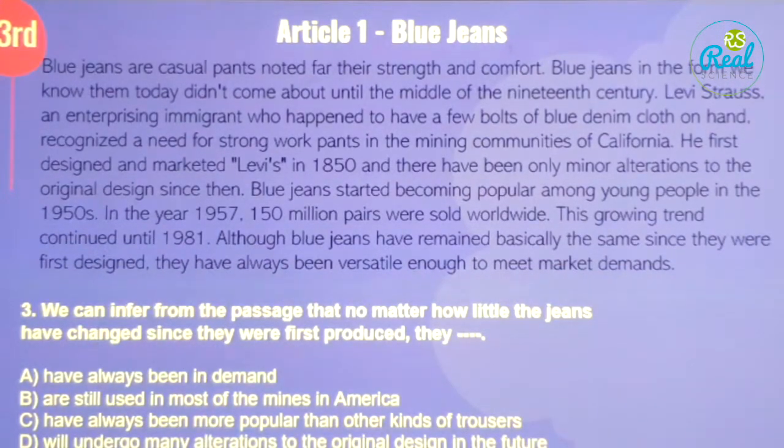Next one. Now we can infer from the passage that no matter how little the genes have changed since they were first produced, they... I'm sorry?